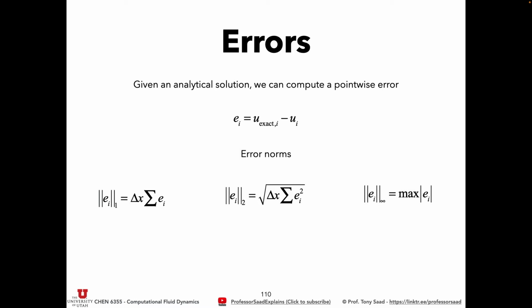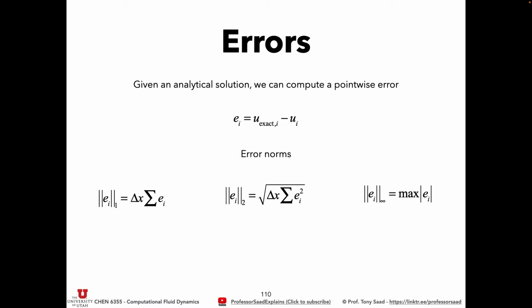In your homework, you will show why you need to scale this with delta x, because these norms actually come from vector spaces. This is the result of the integral of E dx. And when you approximate that, you need that delta x scaling. Otherwise, you can never demonstrate convergence rates correctly. You will show that, and I will guide you in your homework assignments on how to do that.